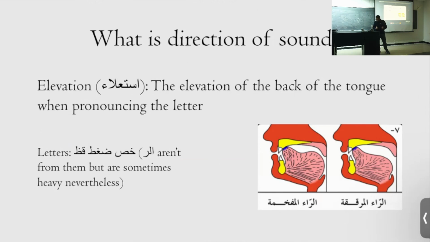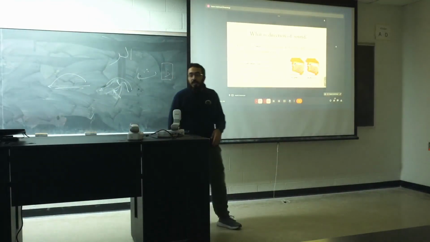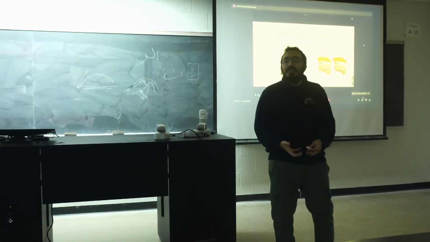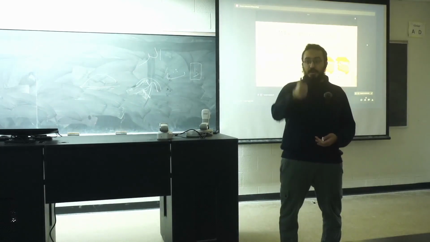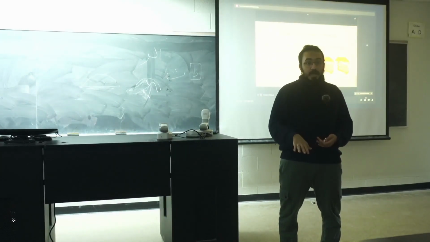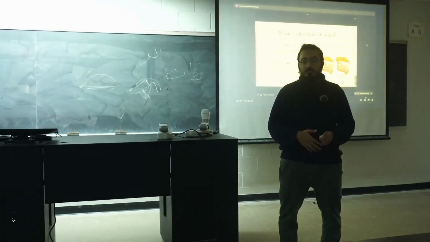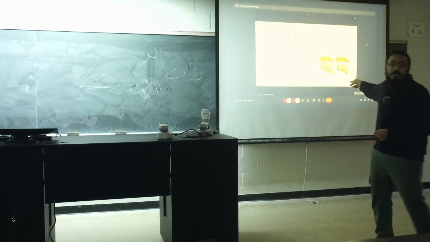Make sense? Okay. What are the letters of heaviness? These are the letters of heaviness: kha, sad, dad, gha, ta, qaf, za. But there are some guys that are kind of weird. Okay? We have alif, lam, ra. Although they are letters of the back of the tongue going down, not going up, they're sometimes heavy. Like the ra, the example we gave here.